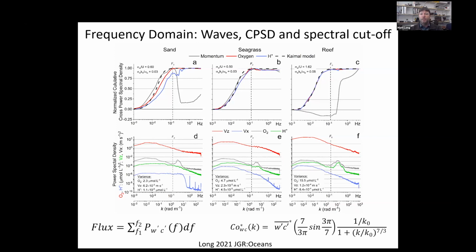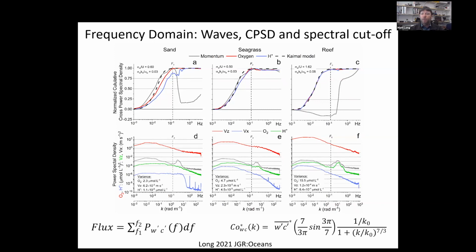And if I can draw your attention to the top panels now, this is the normalized cumulative cross power spectral density. So cross power spectral density is analogous, or it's actually the exact same thing as regular eddy covariance analysis. We're just doing it in the frequency domain. So that's what the cross power spectral density is. The power spectral density on the bottom is just the contribution of that signal at specific frequencies.